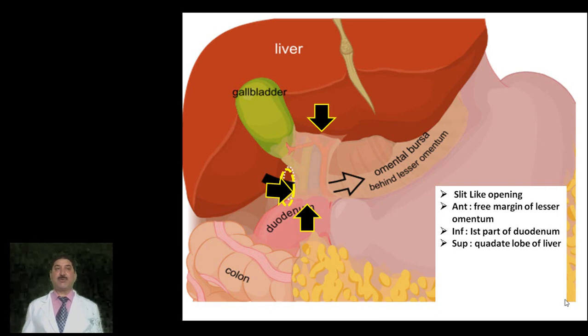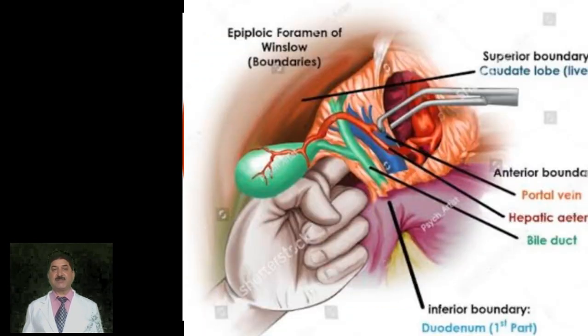It is said that the epiploic foramen lies between two great veins. Anteriorly, there is the portal vein in the free margin of the lesser omentum, and posteriorly is the inferior vena cava. Epiploic foramen opens into the hepatorenal pouch of Morrison. Thus, infections can spread from the lesser sac to the greater sac through the epiploic foramen.